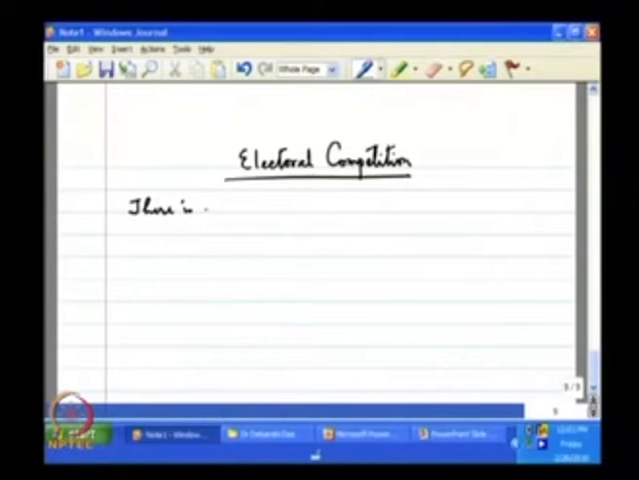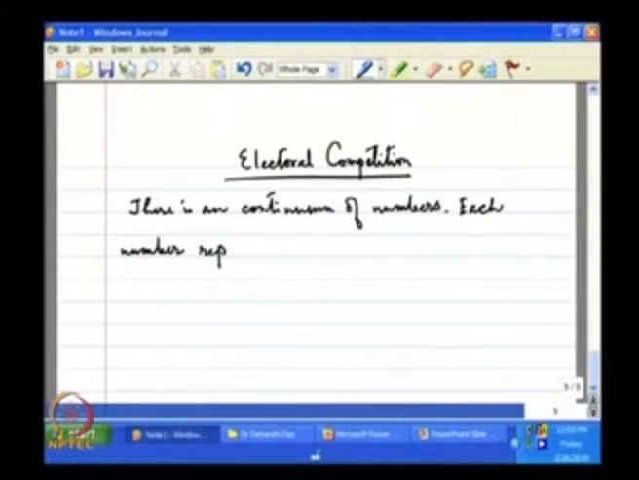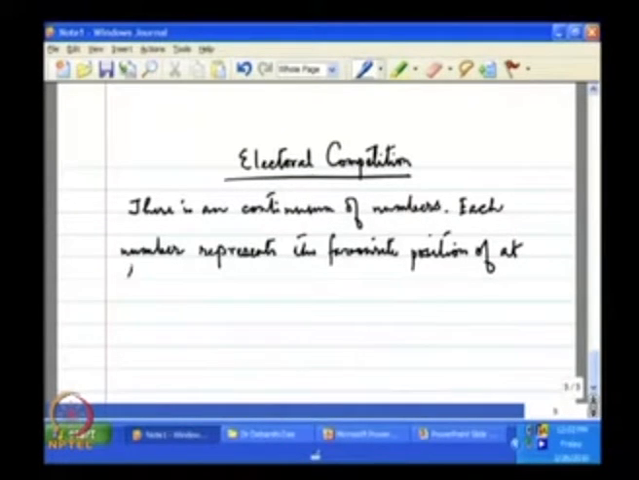So, the framework that we have is the following. There is a continuum of numbers, each number represents the favorite position of at least one voter. So, I have this real line, for example.